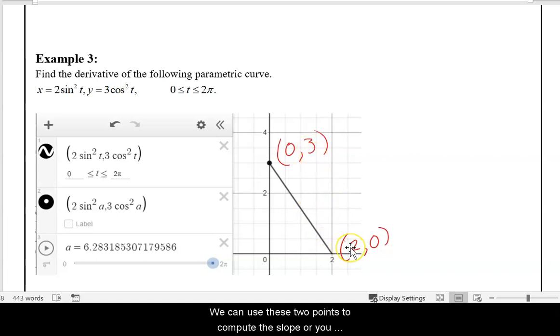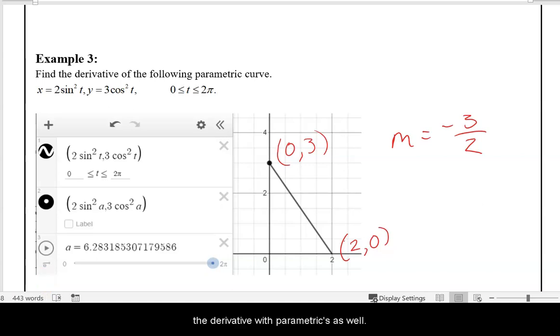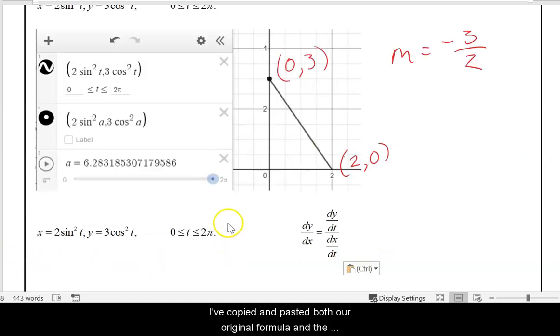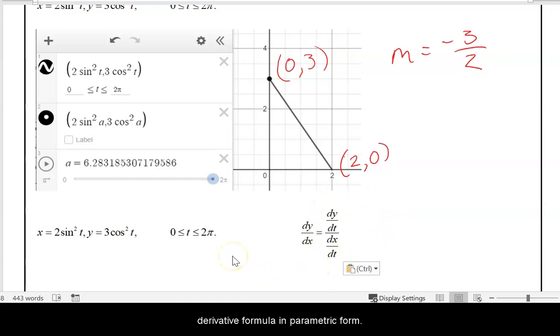We can use these 2 points to compute the slope, or you can simply count it out. It has a fall of 3 and a shift to the right of 2. The slope here on this line is -3 divided by 2. Let's see if we get the same formula using the derivative formula for parametric equations and our equation. The equation is here, and let's copy down the formula for the derivative with parametrics as well. I've copied and pasted both our original formula and the derivative formula in parametric form.